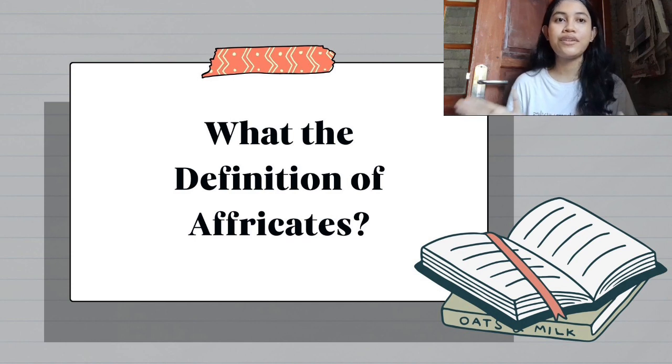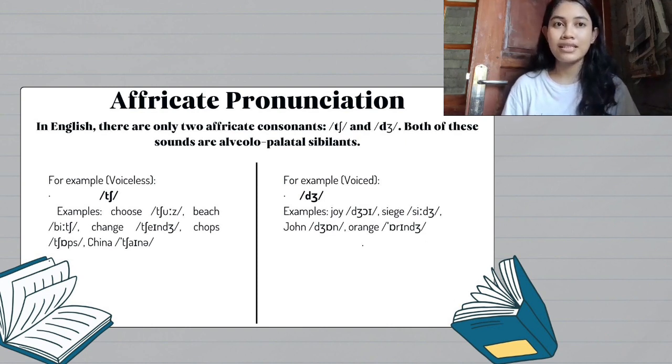So now we move to affricates. Affricates are consonants that begin as a stop and release as a fricative, generally with the same place of articulation. In English, there are only two affricate consonants, ch and j. Both of these sounds are alveolo-palatal sibilants. These affricates are a little more complex to pronounce. In fact, their pronunciation is divided into two phases, starting with an interruption in the passage of air followed by a fricative sound. For example, voiceless ch.